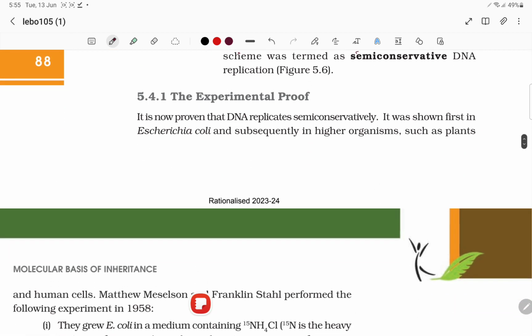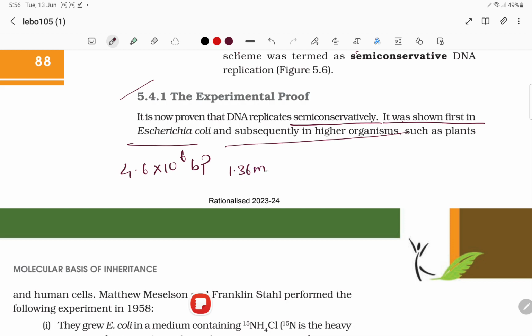Experimental proof that it is semi-conservative: it is now proven that DNA replicates semi-conservatively. It was shown first in E. coli and subsequently in higher organisms. Remember, when it comes to E. coli, the number of nitrogenous bases is 4.6 into 10 to the power of 6 base pairs, and the length is 1.36 mm. And you have to remember the remaining one also, that is 5174.